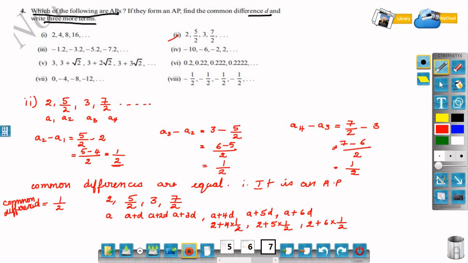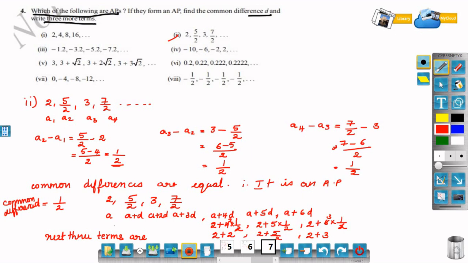So here you can cancel, 2 ones are 2, 2 twos are 4. Here you can't cancel, 2 ones are 2, 3 twos are 6. So the next three terms are, which are the next three terms? Here 2 plus 2, 2 ones are 2, comma 2 plus 5 by 2, then 2 plus 3. These are the next three terms.